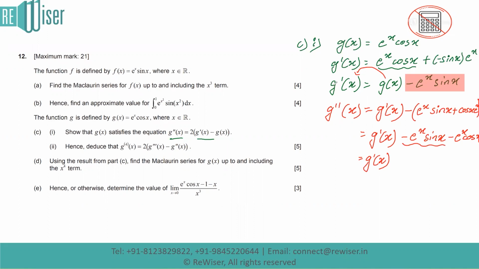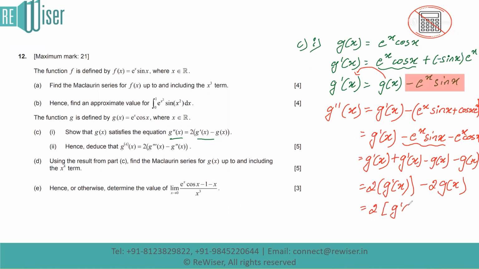So this entire thing would be replaced with positive g dash of x minus g of x. So that's why it's going to be positive g dash of x, then minus g of x, and this is going to be again minus g of x. So this is going to be 2 times g dash of x minus 2 times g of x. If I take 2 common out, I'll be left with g dash of x minus g of x. And this is what we need to show.